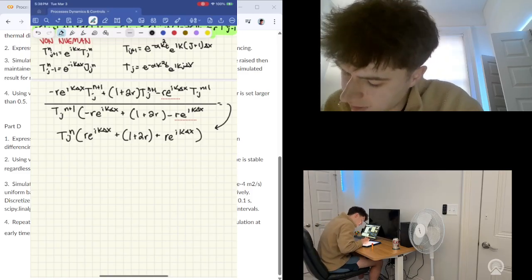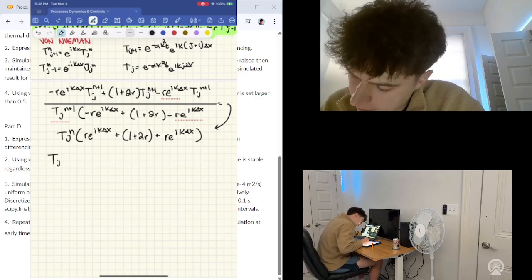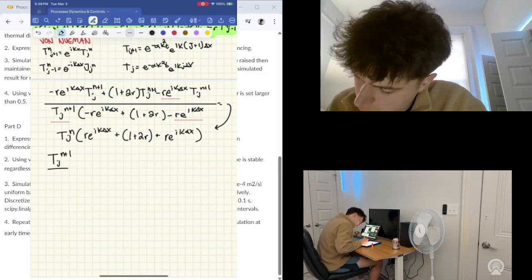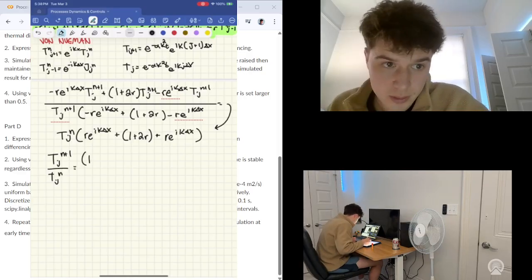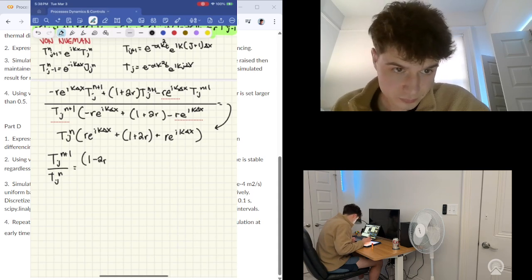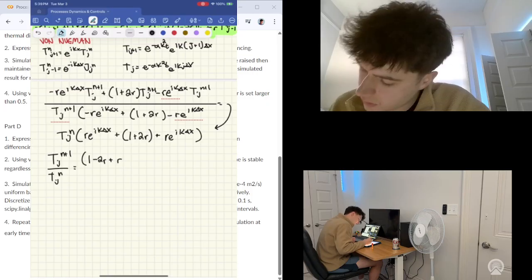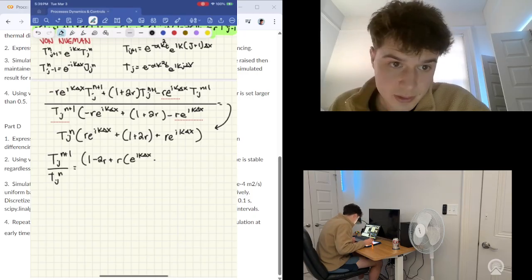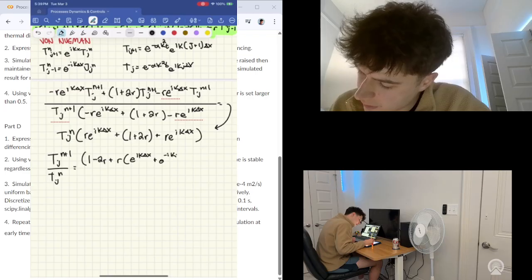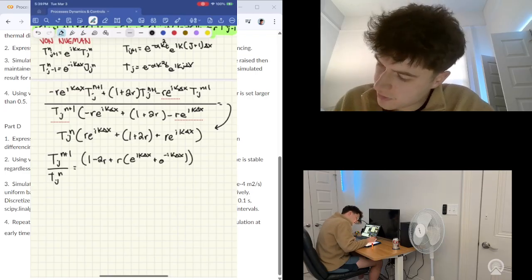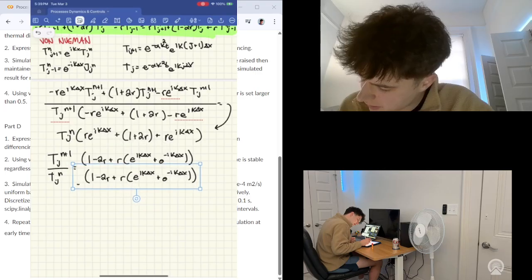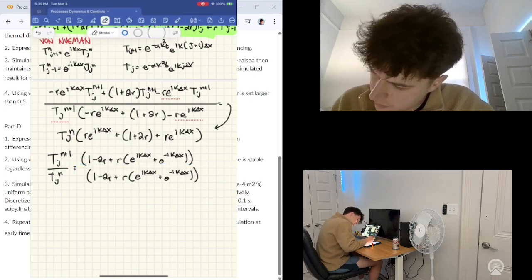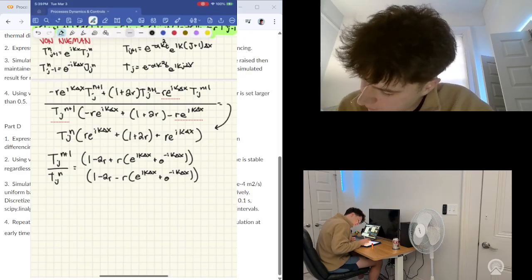Now, to prove that any value of R will never exceed 1, we are going to take the difference of T_j^(n+1) over T_j^n. What we're going to get is 1 minus 2R plus R times e^(ikΔx) plus e^(-ikΔx). It's super similar, so to save some time I'm going to duplicate this. The only difference is that we're going to subtract this R this time.